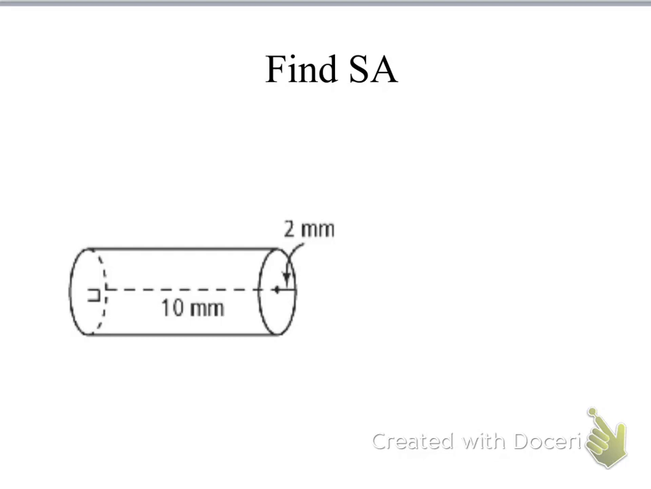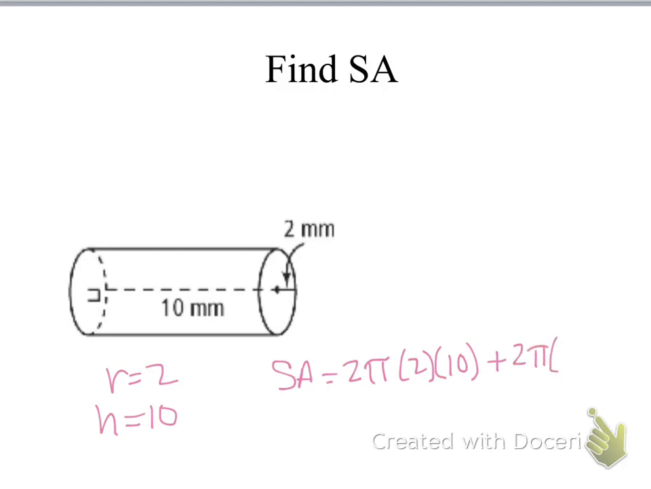Okay, my next one, if I plugged it in again, so radius is 2, height is 10. So if I went straight to it, I got 2 pi times my radius times my height plus 2 pi times my radius squared. I would get 48 pi millimeters squared.